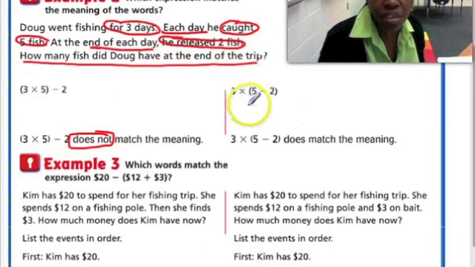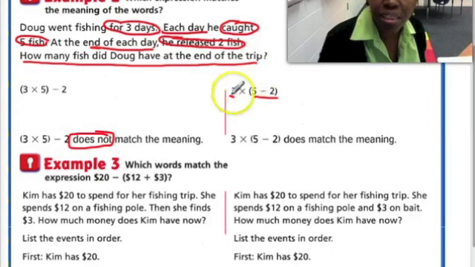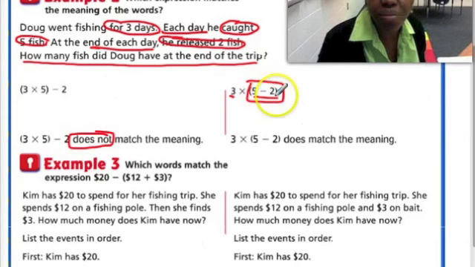So now if we look over here, 3 times (5 minus 2), this makes more sense because 3 days he went fishing. 3 days. He caught 5 fish and released 2. 3 times. He did that 3 times. 5 minus 2. 5 fish, released 2 on the first day. Caught 5 more on the second day, released 2. Caught 5 more on the third day, released 2. He did that 3 times. So this action of catching 5 fish and releasing 2 happened 3 times, once each of the 3 days. So this does match the words.